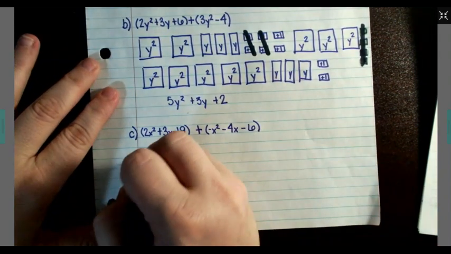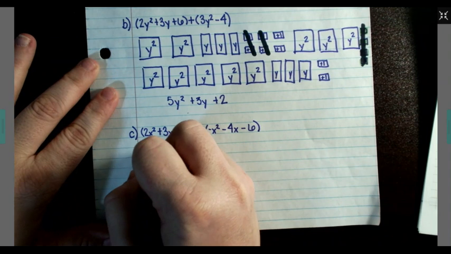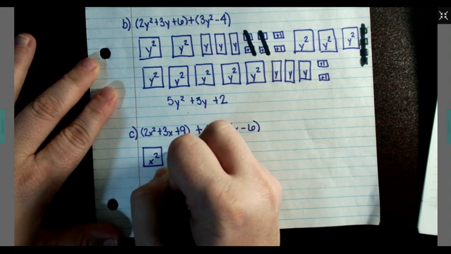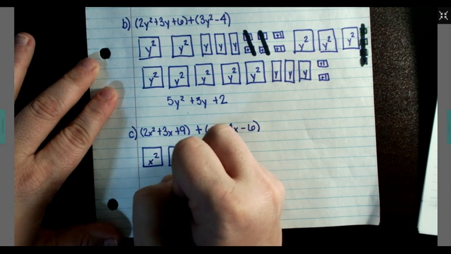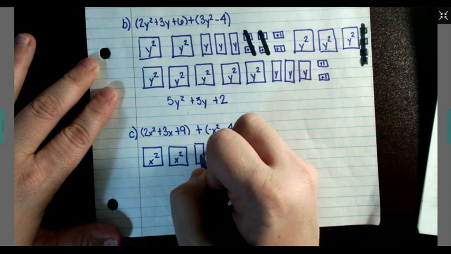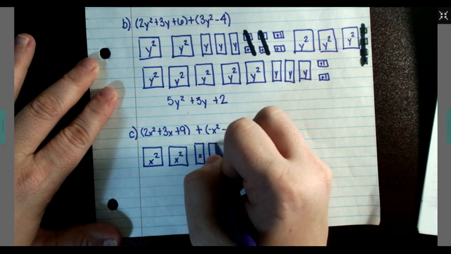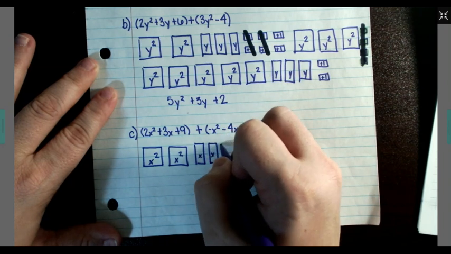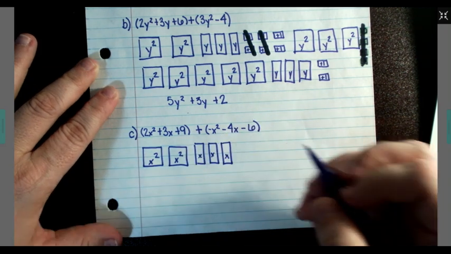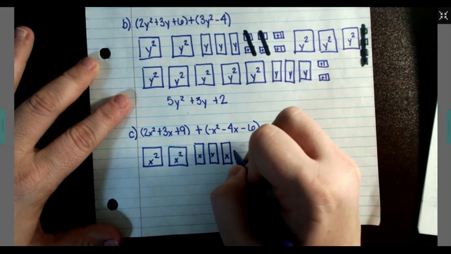All right, so we're going to start over here. We have 2 of those big squares. We have 3 rectangles. And we have 9 of the small squares.